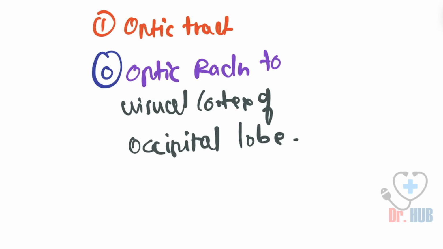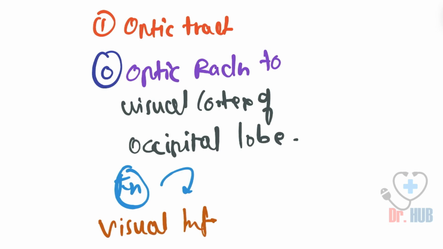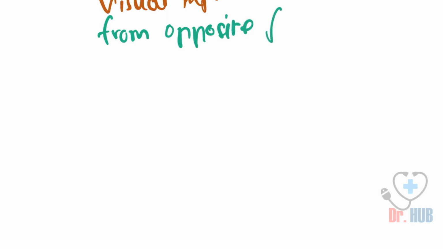So what is the function of this lateral geniculate body? The function is that it helps in processing the visual information. The visual information is from the opposite field of vision.